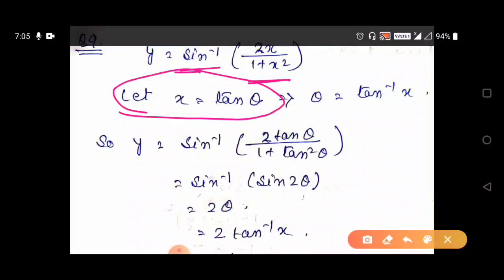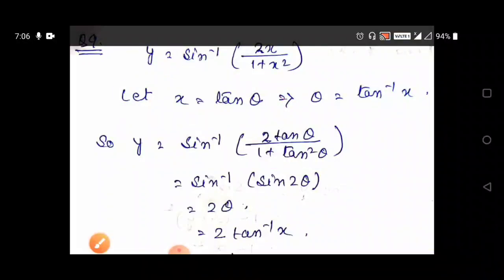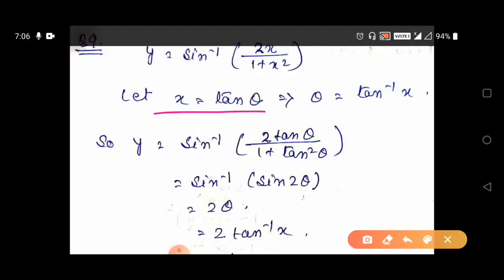Whenever we put tan theta in place of x, we will get 2 tan theta by 1 plus tan square theta, which is equal to sin 2 theta. So, to do that, first of all we will assume x is equal to tan theta. So, from here we can say theta is equal to tan inverse x. Now, in place of x we have to write tan theta. So, from here we will get sin 2 theta. Now, we can cancel out sin.